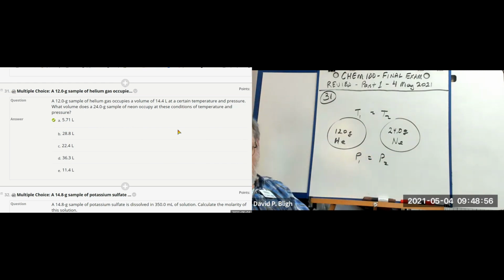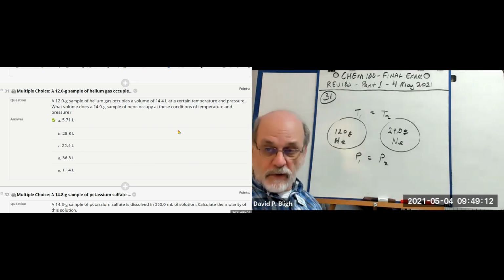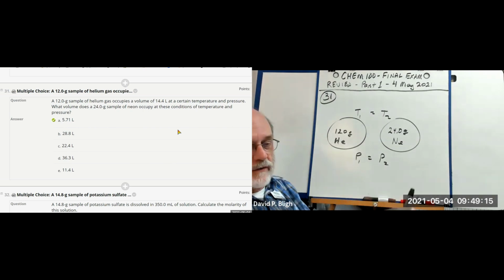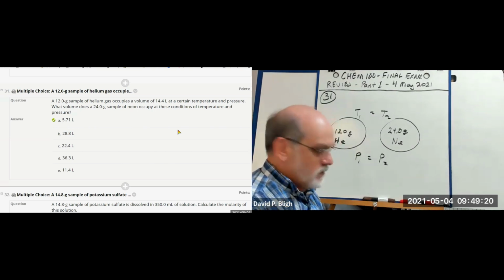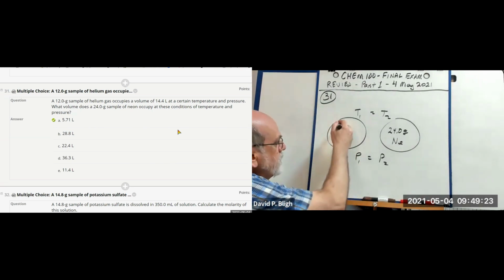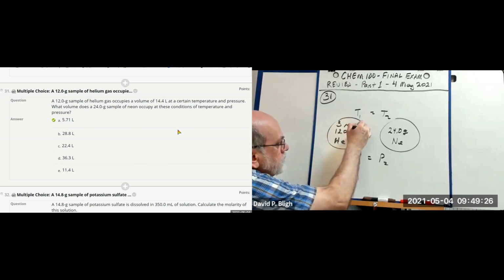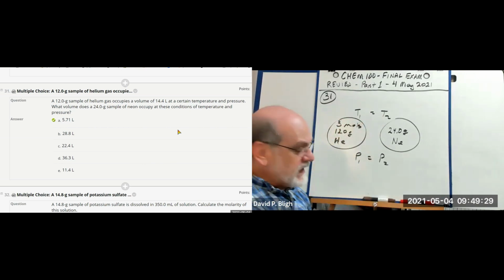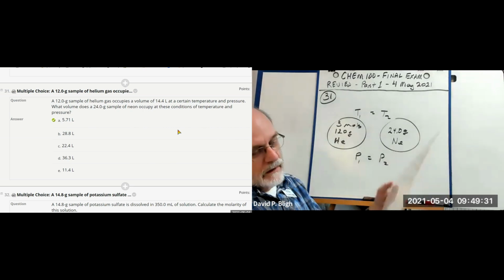All right. So what could possibly be the variable here? Well, two variables actually, moles and volume. All right. So we need to compare the moles. How many moles is 12 grams of helium? Right. Well, let's look at the molar mass. 1 mole of helium is about 4 grams. So this is 3 moles, correct? How about neon? How much does neon? Neon is 20.2.